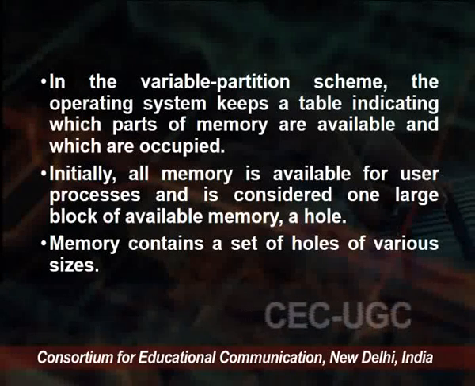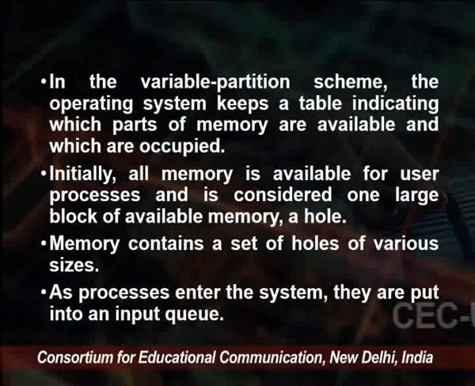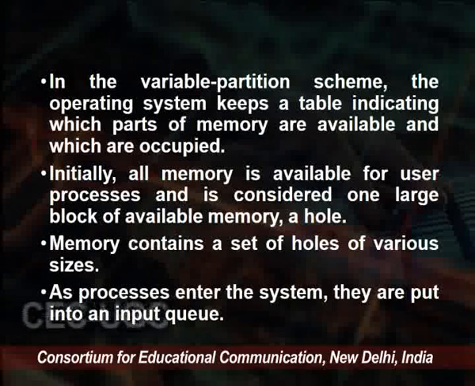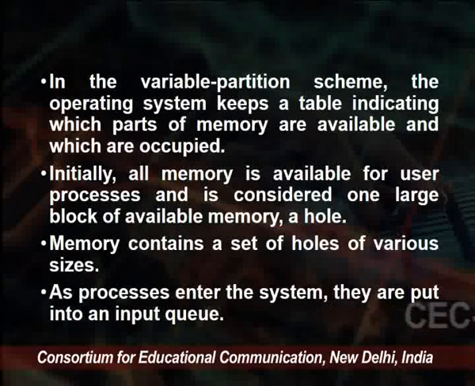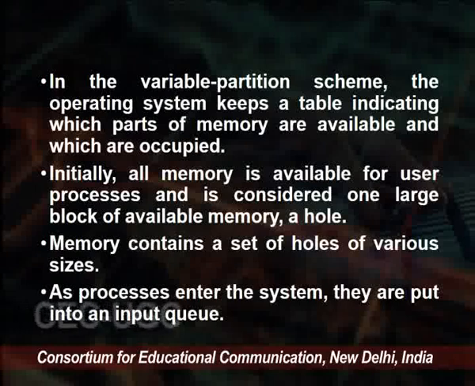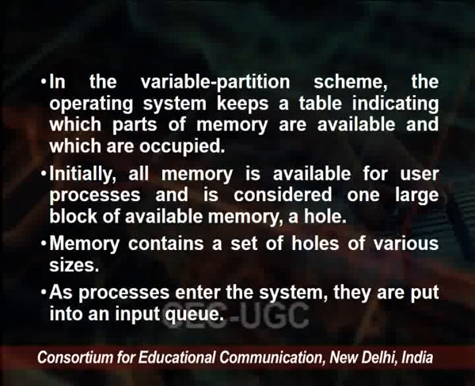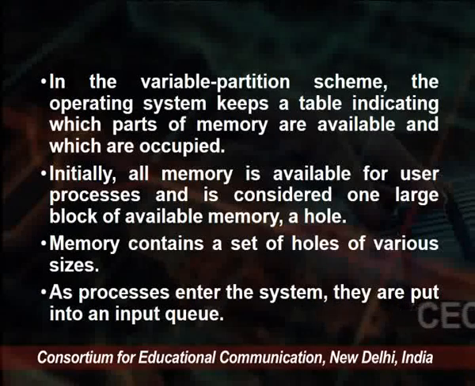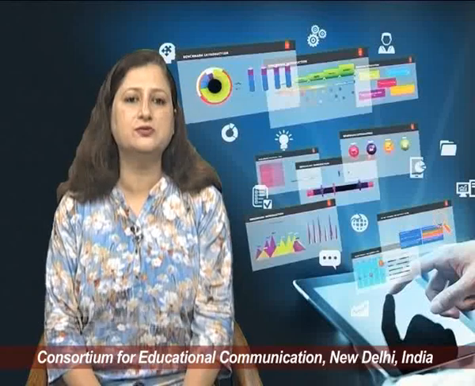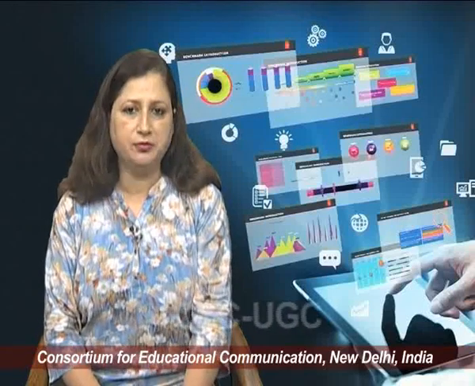Now the first process enters the system, right? When a process enters the system, it is put in the input queue. We've already discussed how process execution will take place. So the process is placed in the input queue as it enters the system. Now the operating system will take into account the memory requirement of all the processes which are there in the input queue, right?